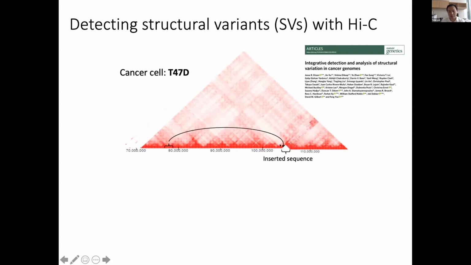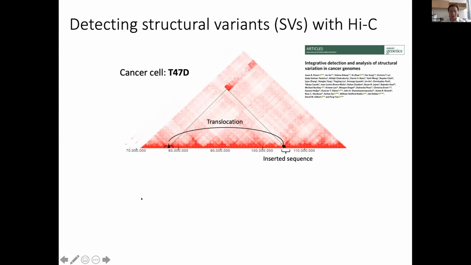When this region is inserted, you can form local interactions. However, when you process your Hi-C data, you don't really have the cancer genome. You use a human reference genome, which is the wrong genome in this case. And then your Hi-C map will look like this, with these strange off-diagonal patterns. This is the basis for how we developed our algorithm to detect a full range of SVs.